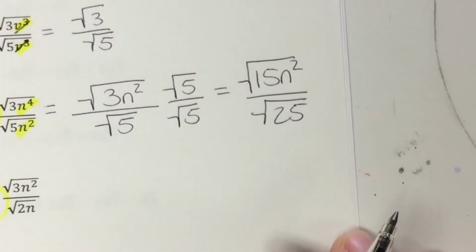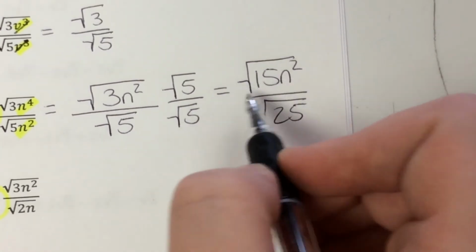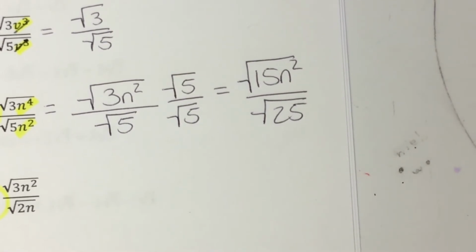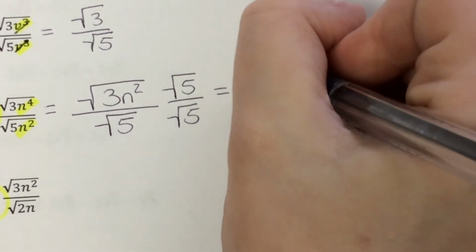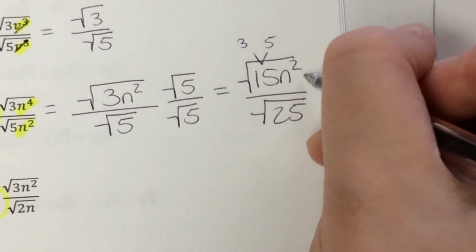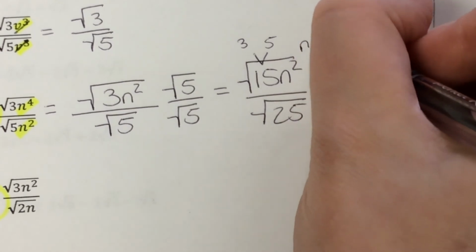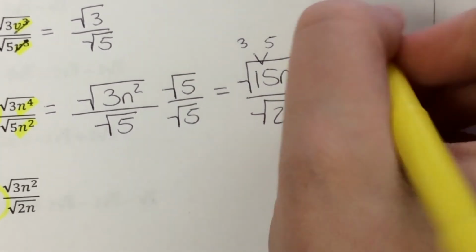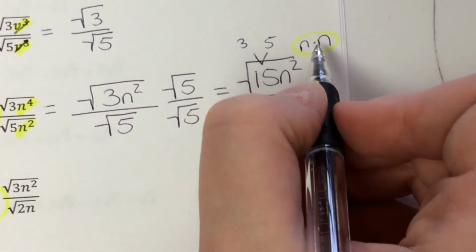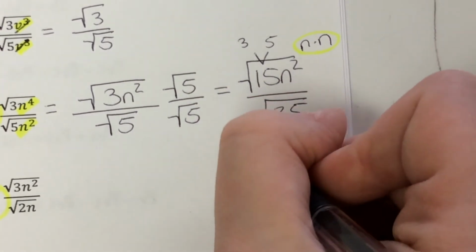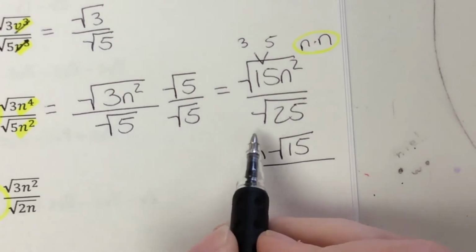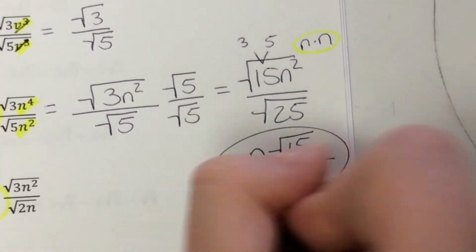Okay, almost done. Now, in the numerator, we already talked about how the square root of 15 doesn't work with a factor tree because 3 and 5, there's no pairs. However, this n squared right here, that's n times n. And remember, things can leave the house as long as they're in pairs. So that means a pair of n's, so 1n, is going to go outside of this radical. So n, but 15's got to stay home because there's no pairs. Over square root of 25, which is 5.